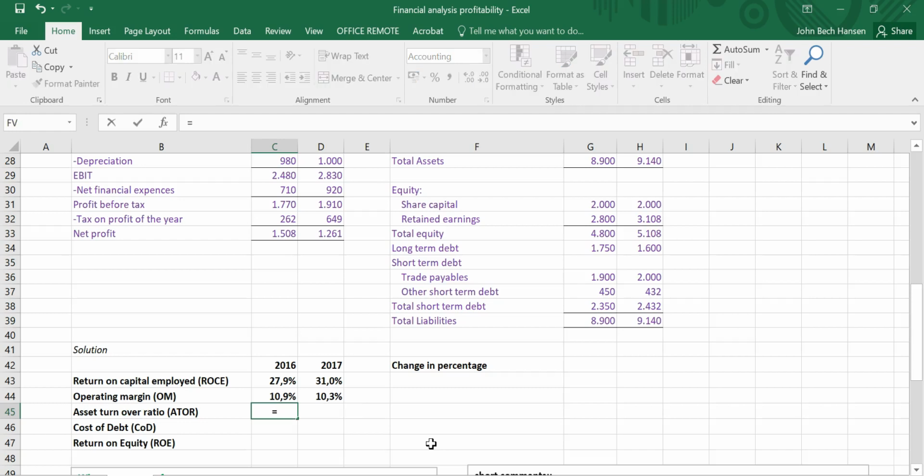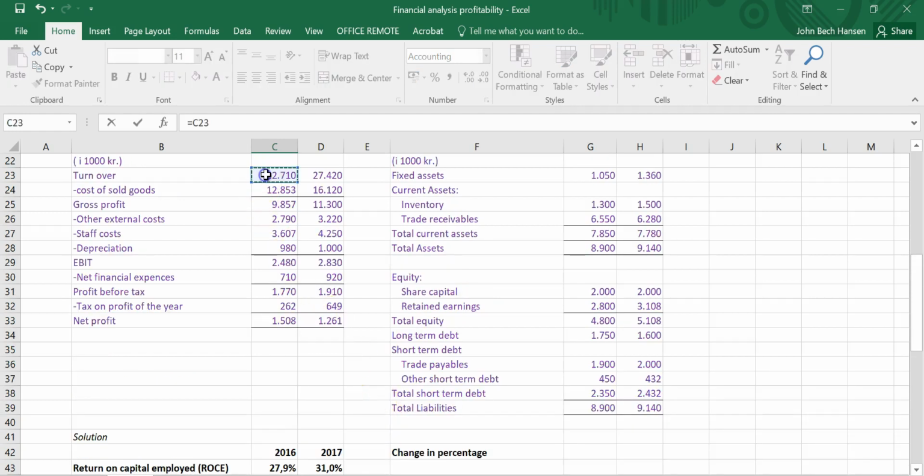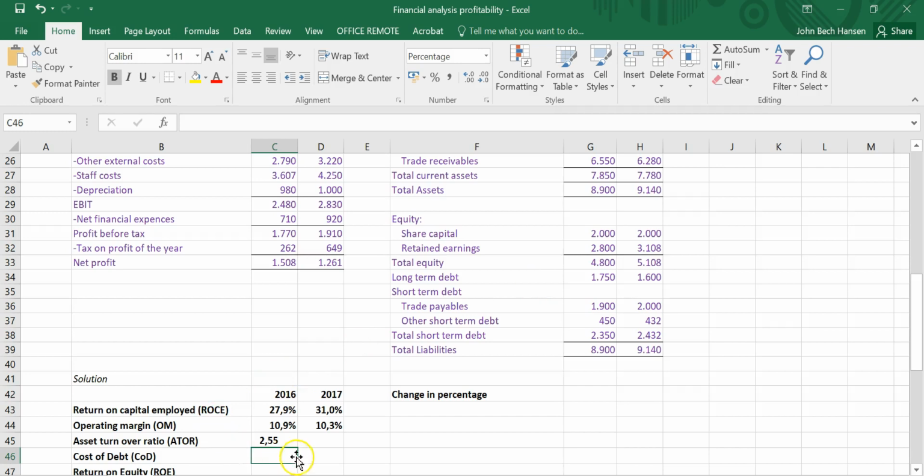So let's see how big the ratio is. I will take the turnover and divide by the total assets. And I can see that the assets, so to speak, have been turned over 2.55 times for the whole year. And I can copy that to 2017, and it has increased to 3.